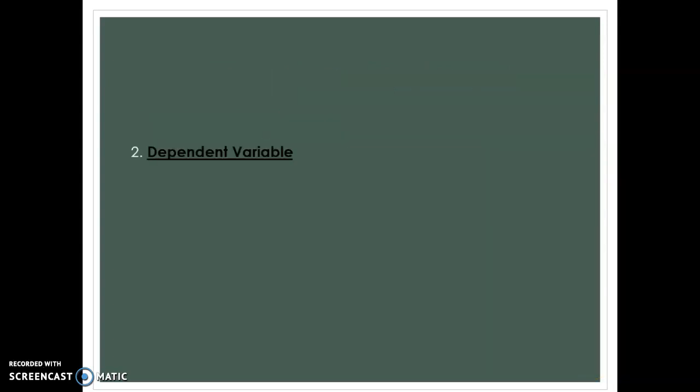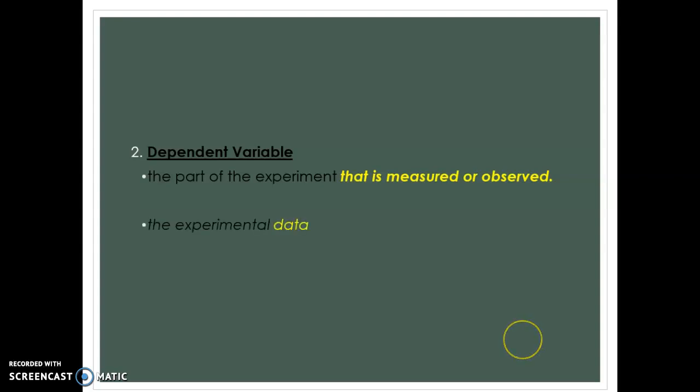The second part of an experiment would be our dependent variable. Now this will depend on our independent variable. So this is the part of the experiment that's measured or observed. Now when we say measured, we mean measured as a result of the change that we made, not a measurement we're making for our setup. What we're observing that happened as a result of our independent variable. So essentially it's the data we're collecting. What is the data that we are looking for in our experiment?